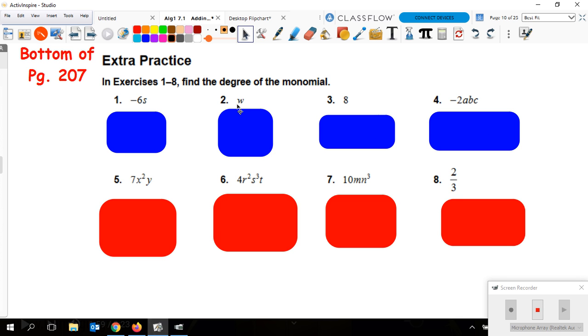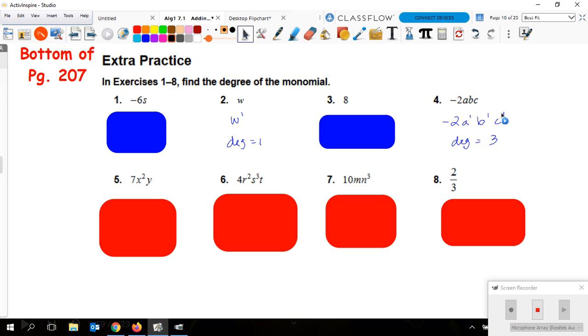Number 2, it just says w. Okay, w, the variable by itself. So we assume the exponent is a 1. W to the first would be degree 1. So that's our degree for number 2. If we look at number 4, 4 has a, b, and c. So a has a 1, b has a 1, c has a 1, and you're going to add all of those up. 1 plus 1 plus 1 would give you 3 for the degree of the monomial.